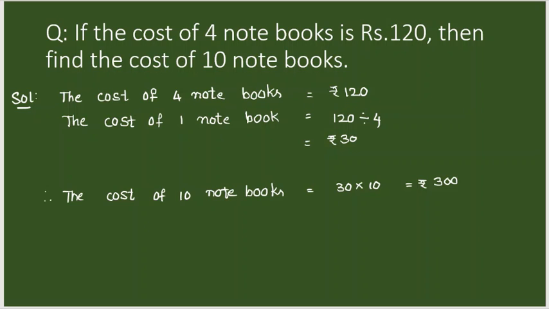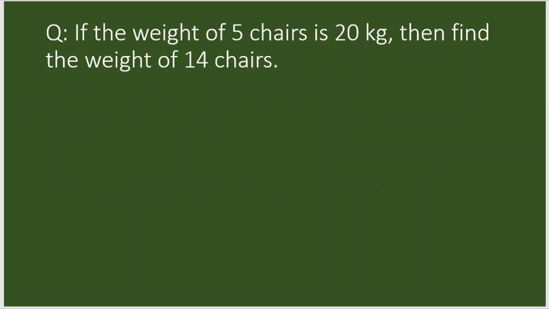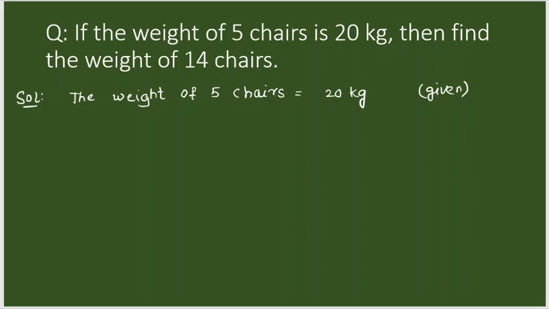Let us see one more simple problem, children. One more question has been given here. If the weight of 5 chairs is 20 kg, then find the weight of 14 chairs. So here the weight of 5 chairs is given. First, according to unitary method, what do we need to find first? The weight of one chair. So first let us write the statements. The weight of 5 chairs equal to 20 kg. It is given value. Then the weight of one chair is equal to 20 must be divided by 5.